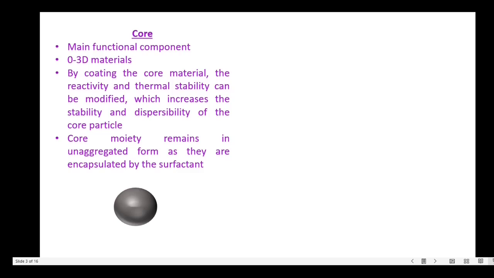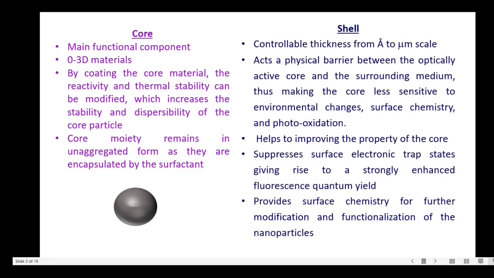The next one is the shell material. It's an outer layer which has a controllable thickness from angstrom to micrometer scale. Usually the shell material acts as a physical barrier between the optically active core and the surrounding medium, and it makes the core material less sensitive to the environmental hazards, surface chemistry and photooxidation. Basically, it helps to improve the property of the core material.